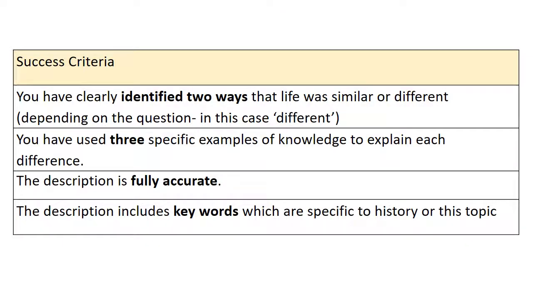As you may already tell, for this type of question, you need to discuss two ways that life was similar or different. Although for this example, we'll only be discussing differences. It's important to note though, that you need to show your knowledge as well. So use at least 3 specific examples of knowledge when you're discussing each similarity or difference.